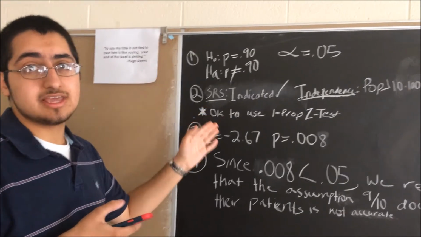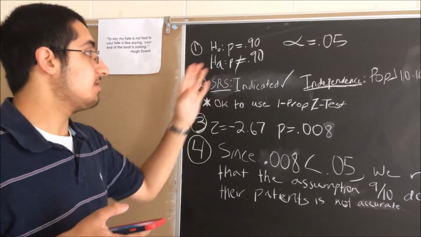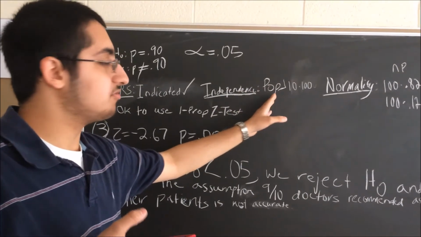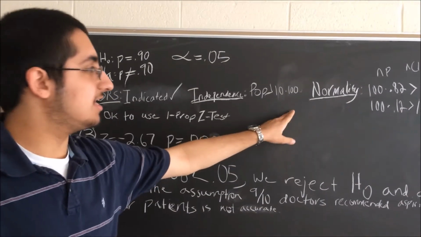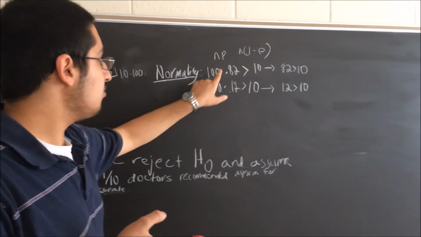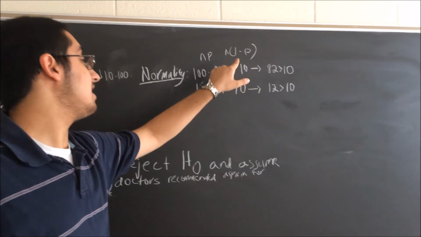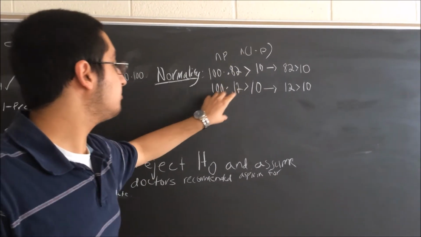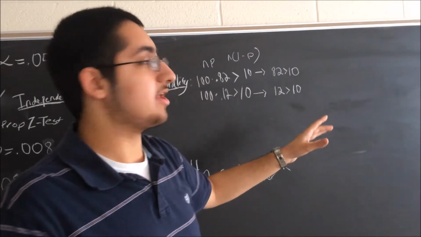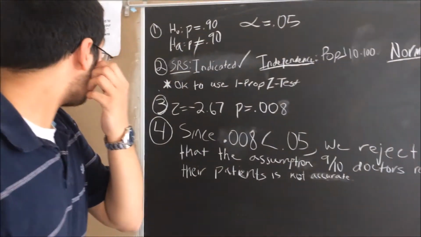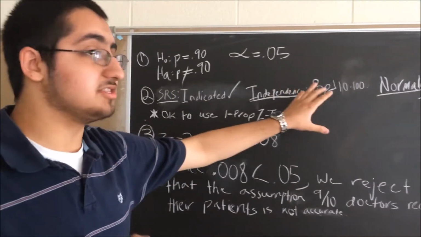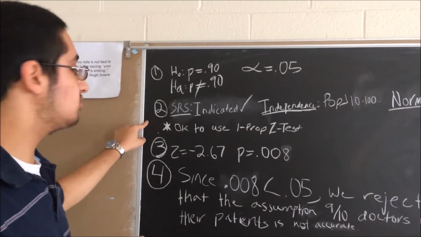For our SRS, it is indicated in the question, so we're good over there. For our independence, our population of doctors is obviously greater than 10 times 100, so we're also good over there. And for our normality, we have to do n times p, n times 1 minus p. Once we do that, we get 82 and 12, which are both greater than 10. Then since we're good for the conditions, it is okay to use a one proportion z-test.